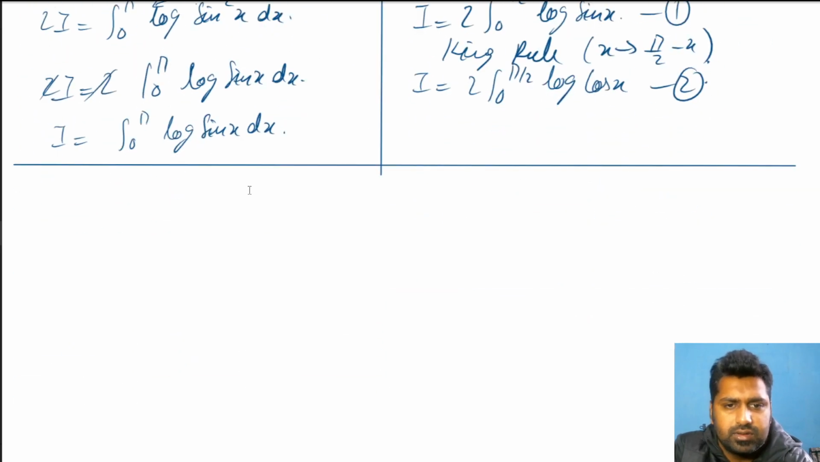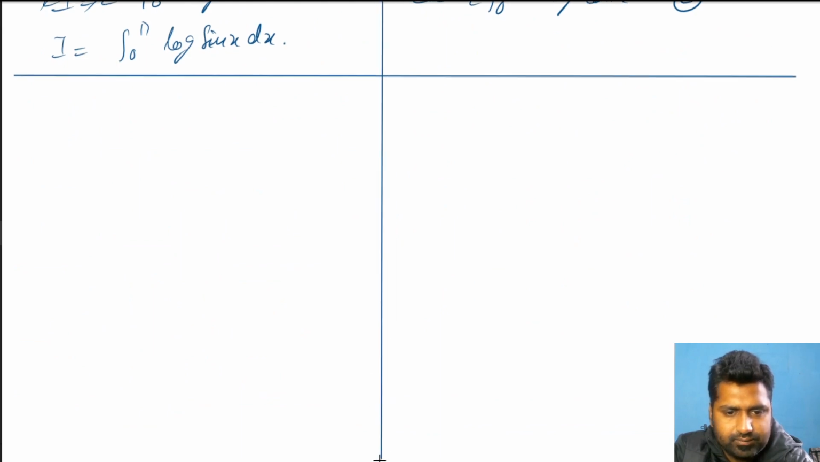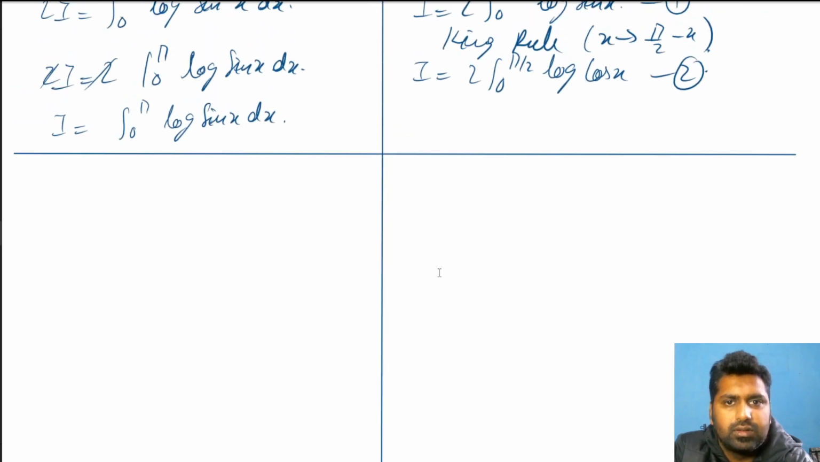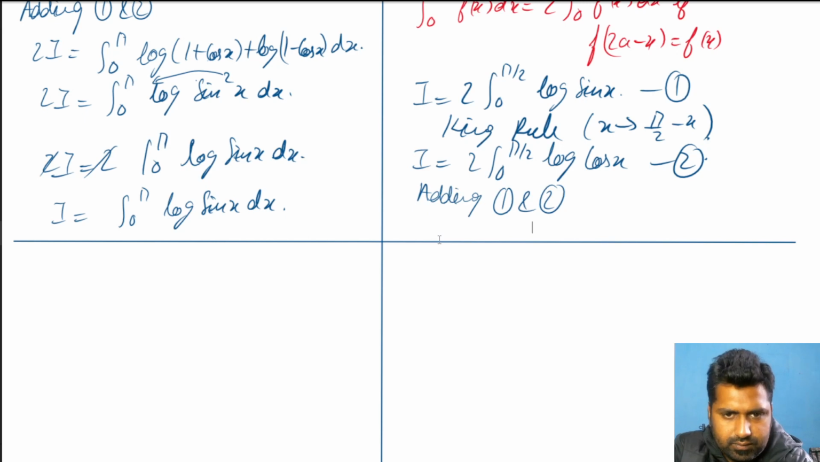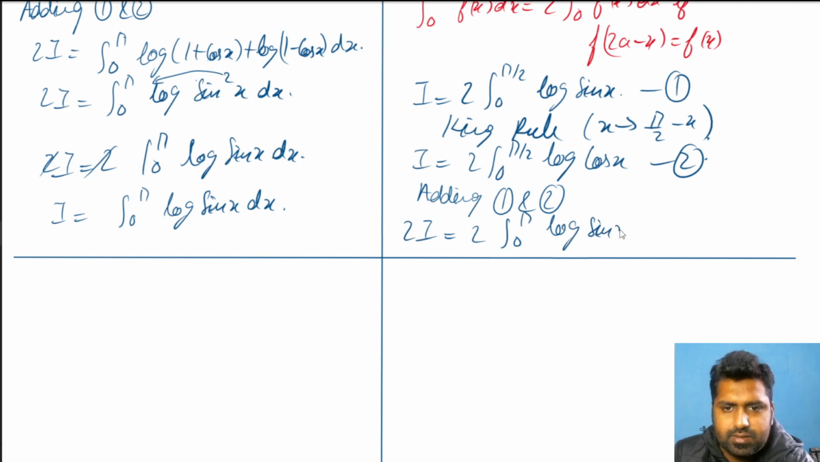Mark this as your first, mark this as your second. Now I'm starting with the third page. I'll add it here, we have space. Adding 1 and 2, we get 2I is equal to 2 times integration 0 to pi log sin x plus log cos x.